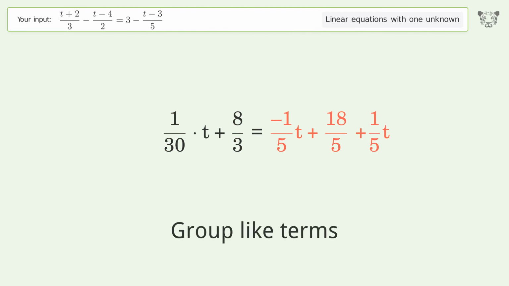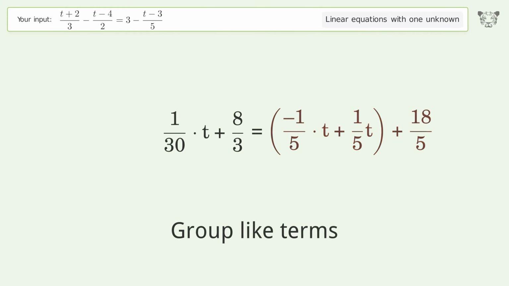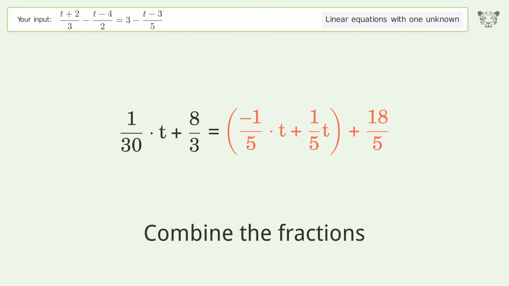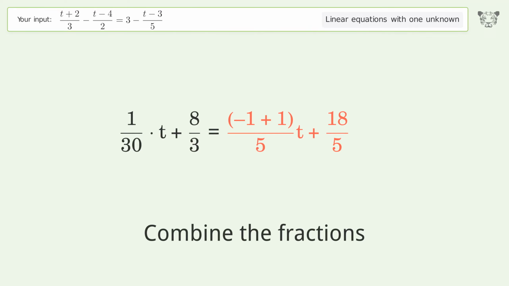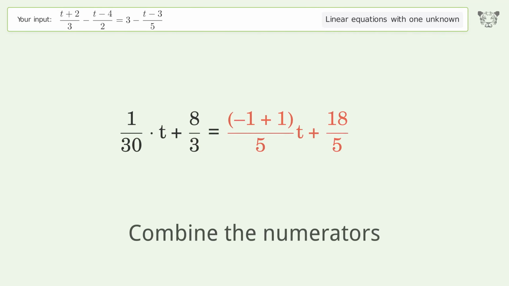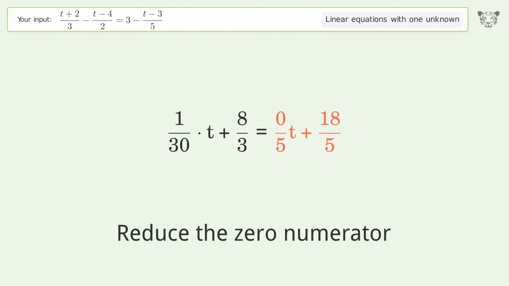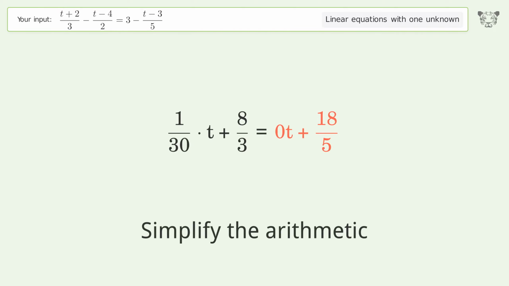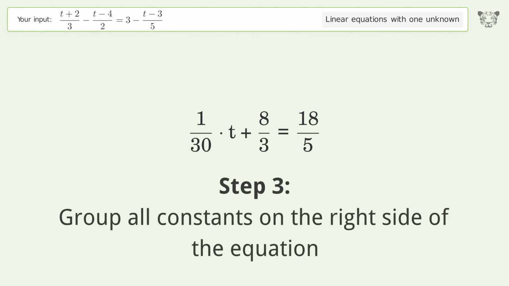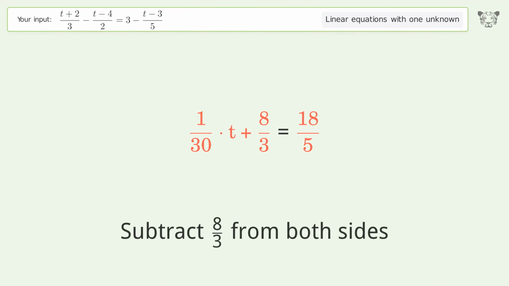Group like terms. Combine the fractions. Combine the numerators. Reduce the zero numerator. Simplify the arithmetic. Group all constants on the right side of the equation. Subtract 8 over 3 from both sides.